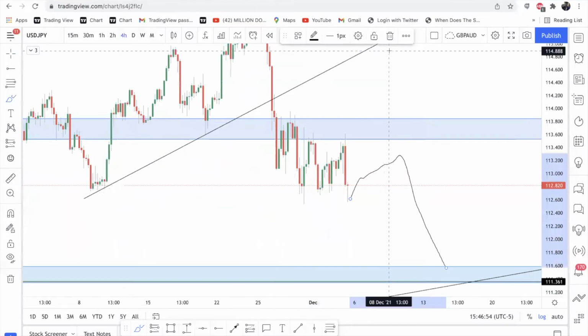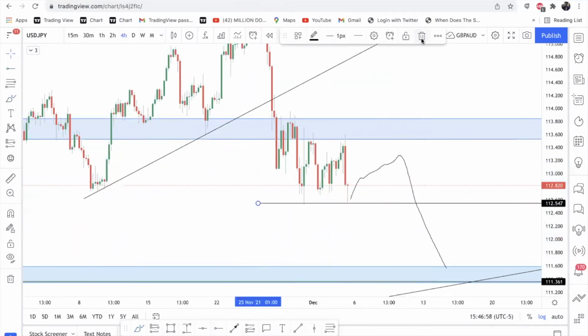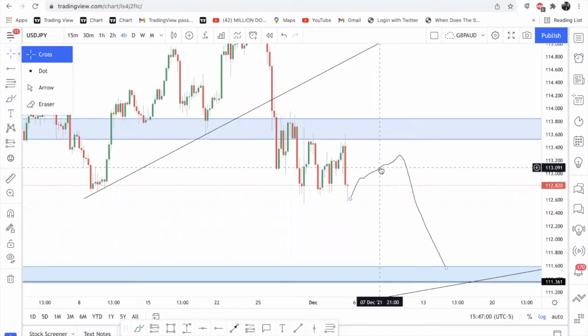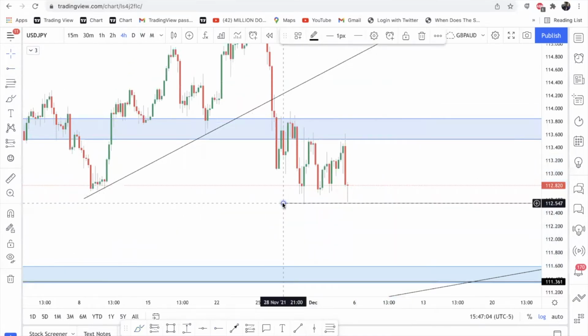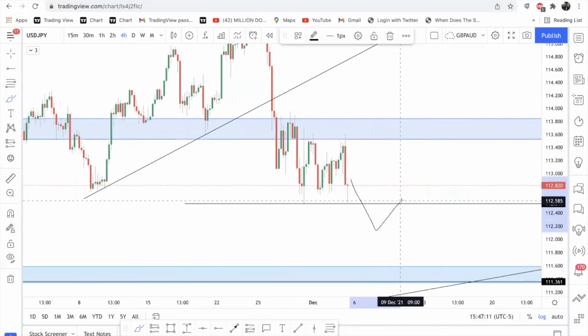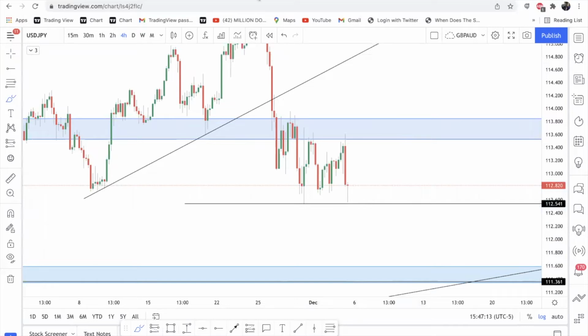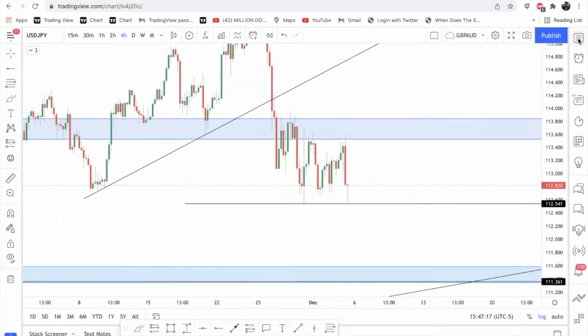Either that, or price could just, let me see this, price could just break below to form this lower low first. If it gives us that, you could catch something like this: a break below, retest, and then continuation down. And that's UJ, but continue sales.